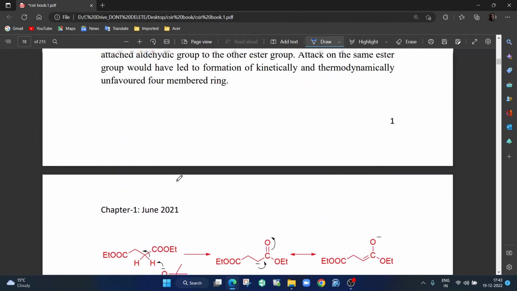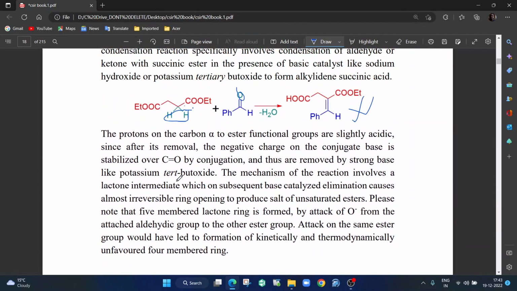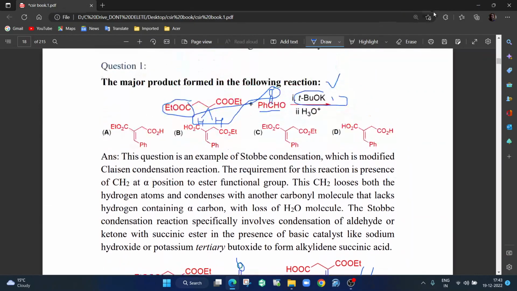So you need not solve the whole mechanism during the competition. All you have to do is just look for this part, that one of the alpha carbons to the ester will undergo condensation reaction, so that H2O is lost, and the other part, whose alpha carbon is not losing the protons, that other part will become COOH. That's all.